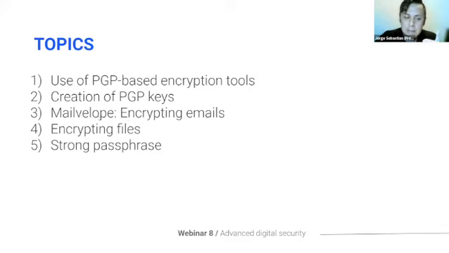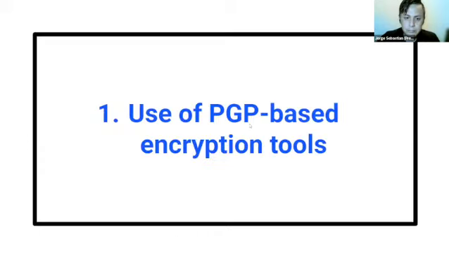I'm selecting Mailblog as an option because not all of you use Proton Mail, and maybe you're not willing to change email providers, so Mailblog can come into play and you can add it on top of your Gmail or Outlook account. Then we have encrypting and decrypting files. And then we have a quick conversation about passphrases.